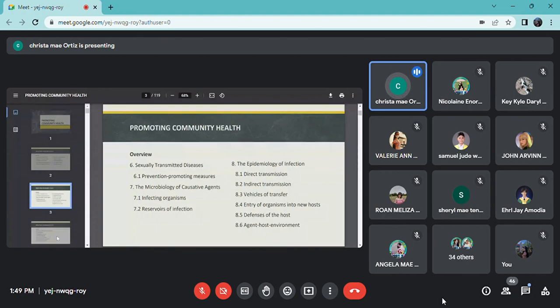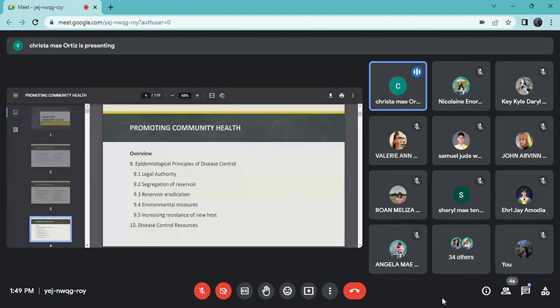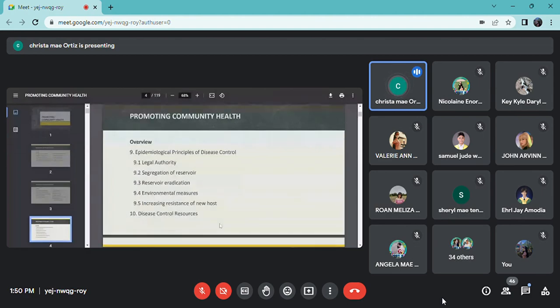Aside from that, we have epidemiological principles of disease control, and under that would be legal authority, segregation of reservoir identification, environmental measures, increasing resistance of the new host, and disease control resources. And next, these are our objectives today.